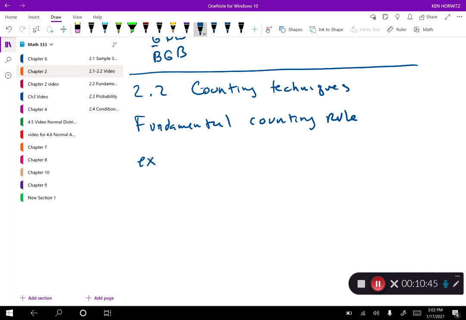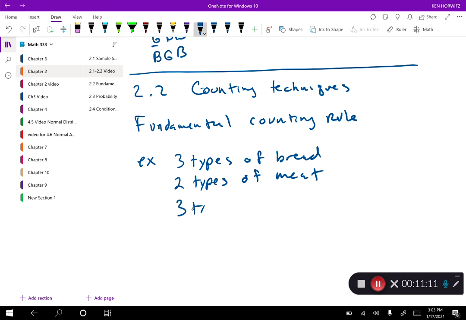All right. So let's say you own a sandwich shop, and you have, let's say in your arsenal, 3 types of bread. Right? We have 2 types of meat. We have 3 types of cheese. And we have 4 types of condiments.